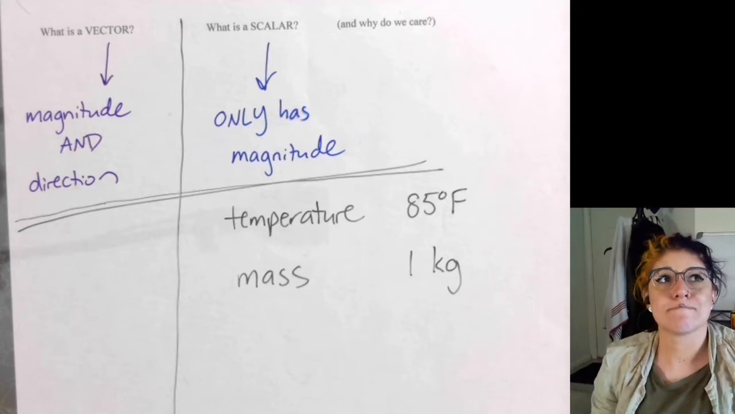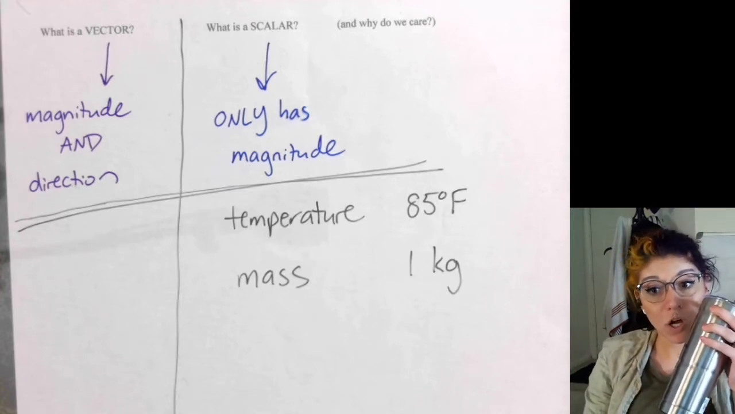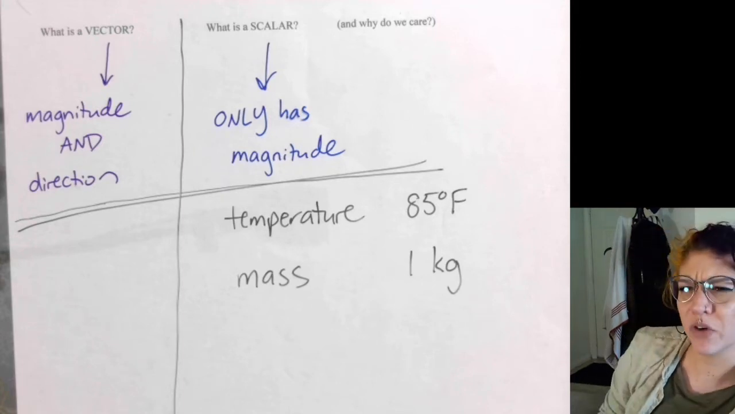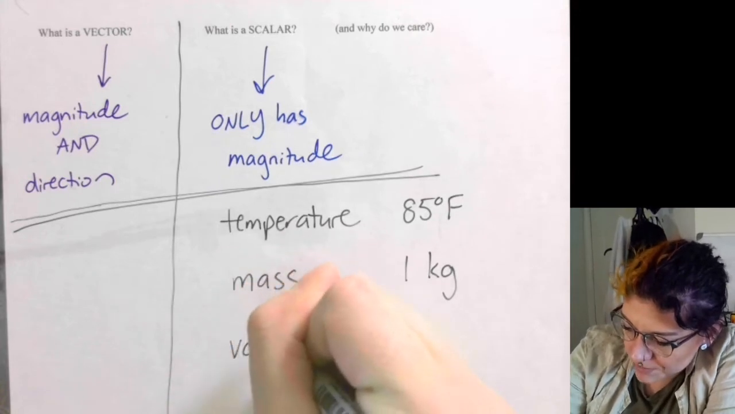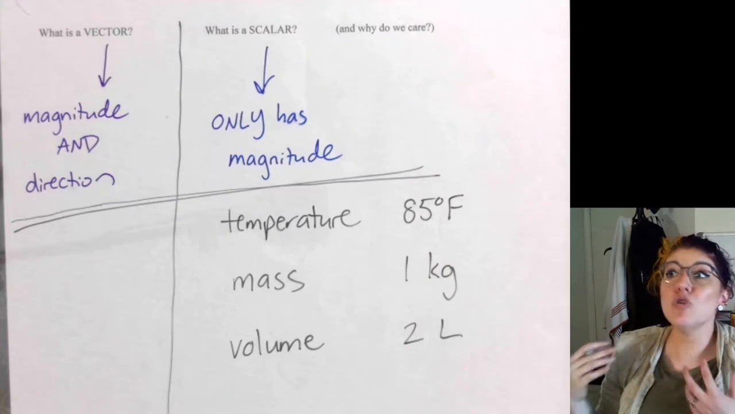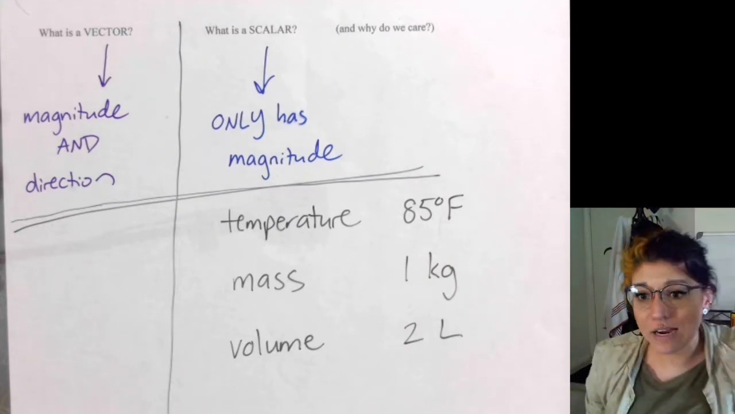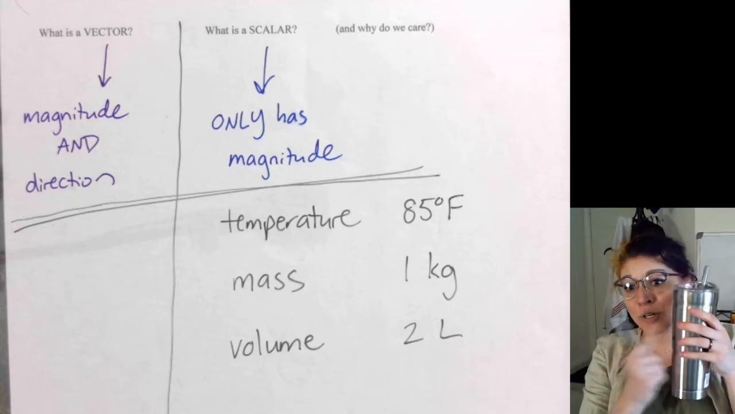What about I have 2 cups of water in this container? So volume. What do you think volume is? This is also a scalar, right? So let's just say 2 liters, right? Again, there's no directionality associated with it. Like, I don't care if this thing, you know, magically is floating across the room. It still has a certain amount of volume.